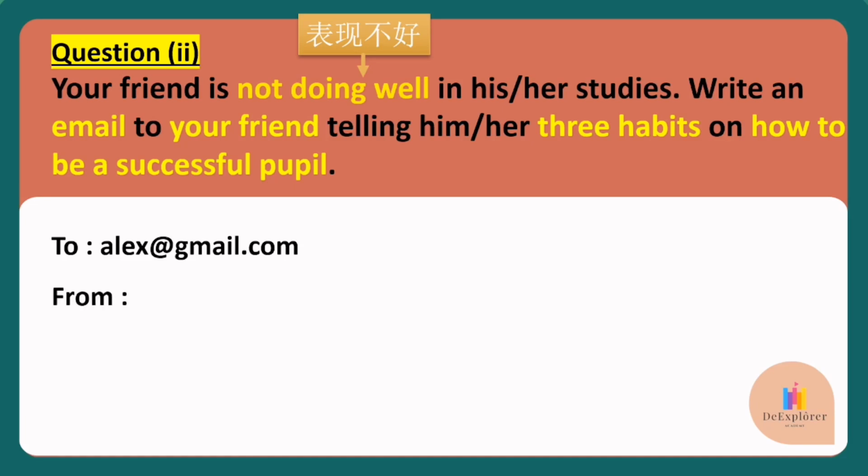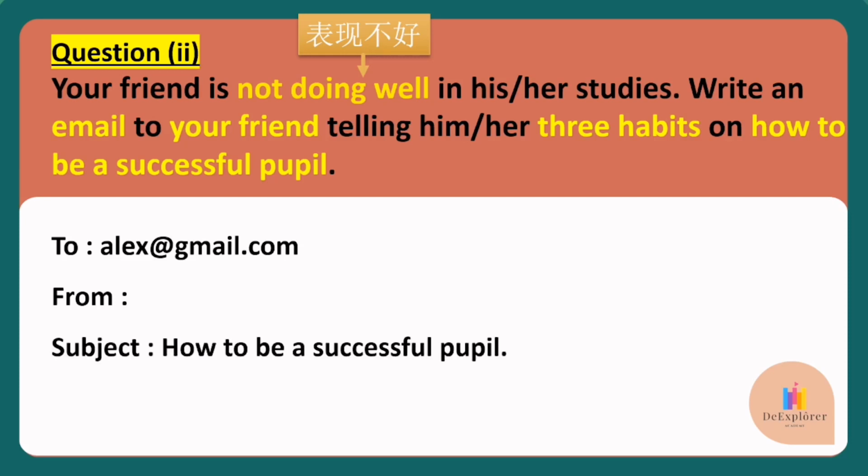From who? So, of course, you are the one who will write to Alex. So, write your own email address. So, remember to use all small letters. And after that, what is your subject? What is the title of your email? Okay, so subject, you can have a title, How to Be a Successful Pupil.